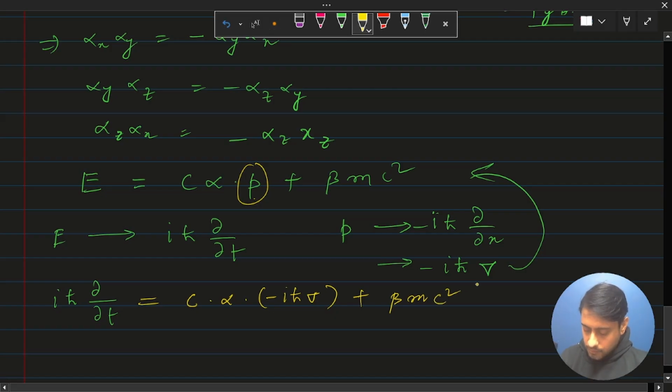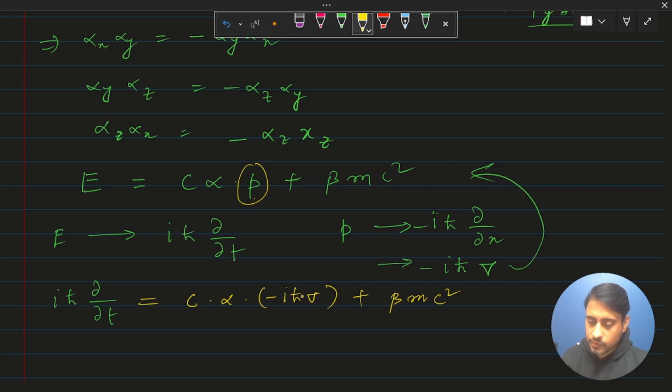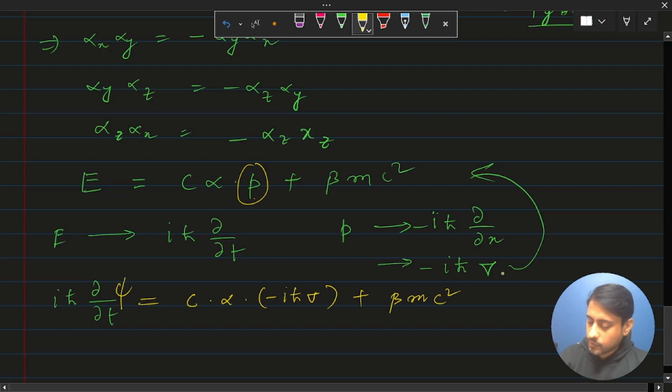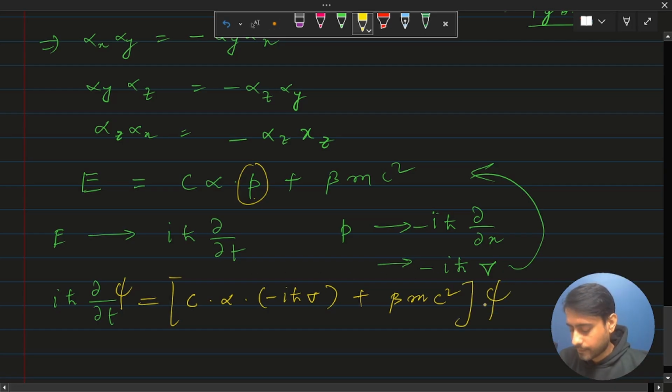So we have replaced the energy and the momentum by operators, but you know that this expression is meaningless unless we apply it on some psi. So let's apply it on some psi. This is going to apply over some wave function psi. Now this wave function must be in three dimensions, so it must be a function of the position vector and time t, r and t.